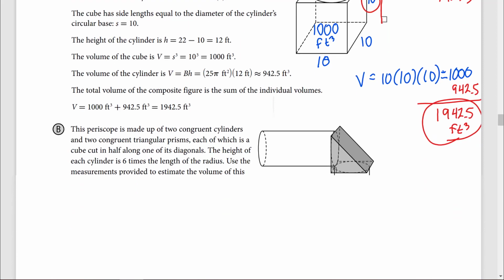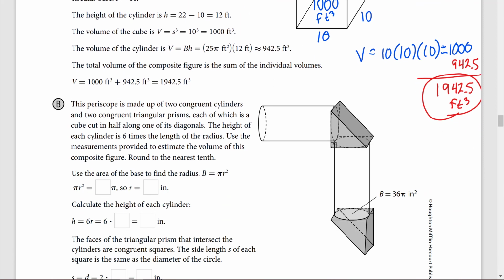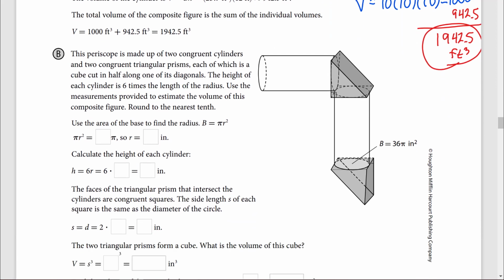Let's try another one here. Ooh, fun. Okay, so we've got a periscope made of 2 congruent cylinders. That's cool. It means I'm going to have to find one of them. And 2 congruent triangular prisms, each of which is a cube cut in half. Well, if they're the same and it's half a cube, I'm just going to treat it like it's a cube. Put them together, make a cube.